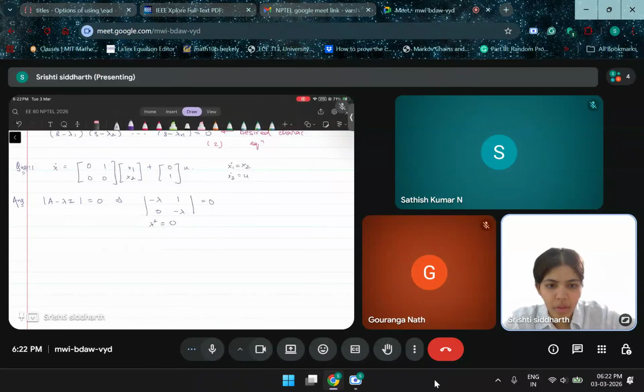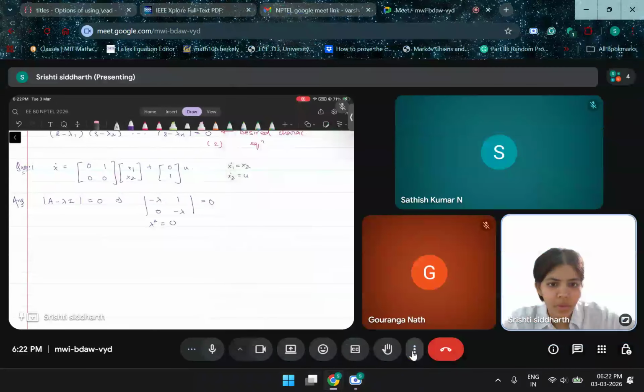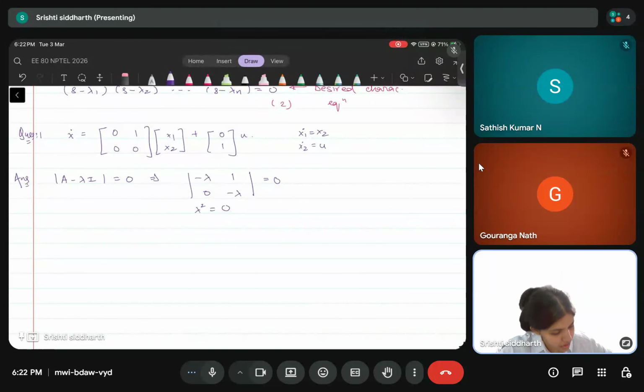All right. So the system's eigenvalues are at 0, 0. If the system eigenvalues are on the imaginary axis, then the system is unstable, right? So we have to introduce U so that the system becomes stable. And for that, the eigenvalues of the closed loop system should be on the left hand side of the S plane.